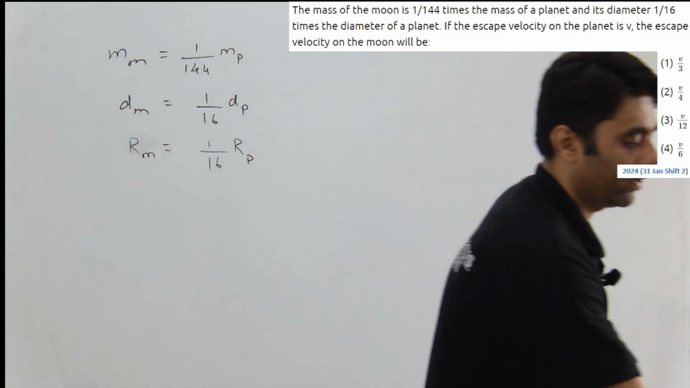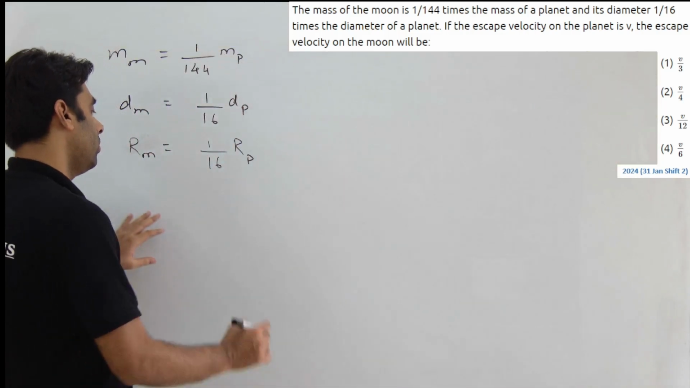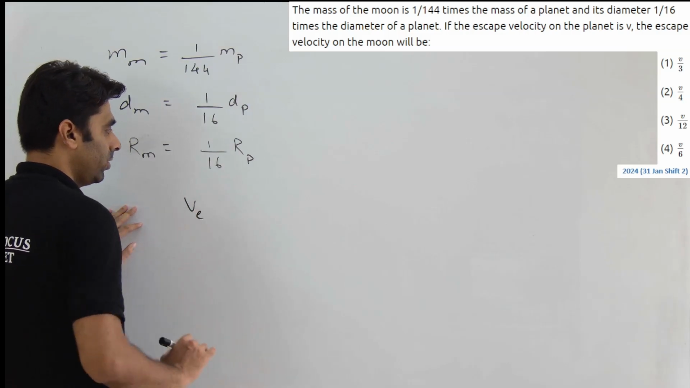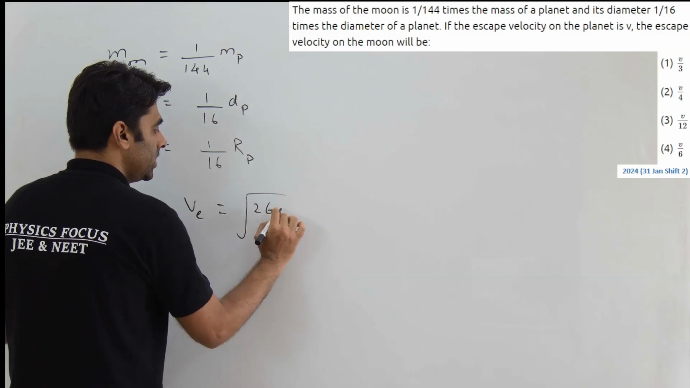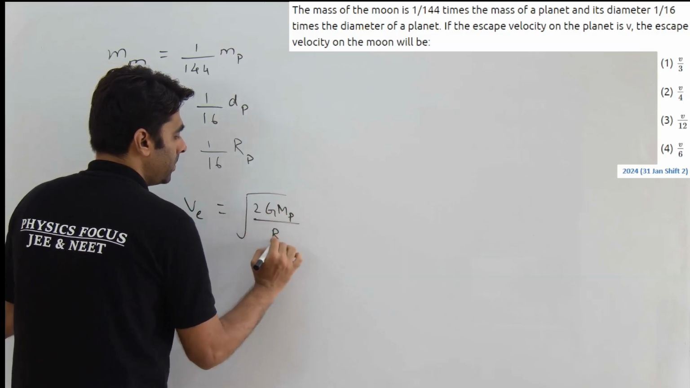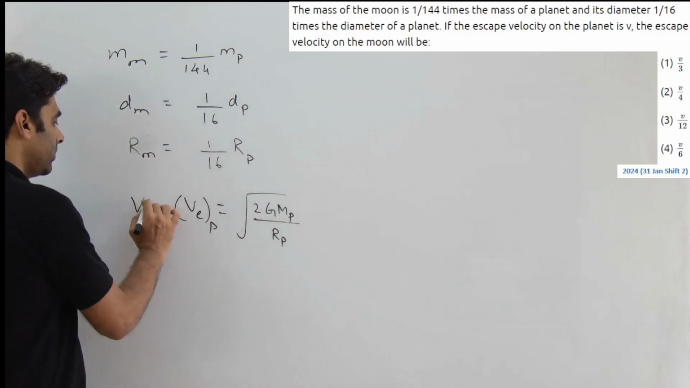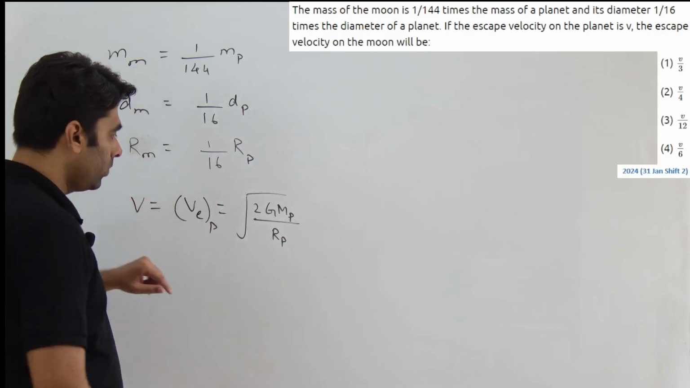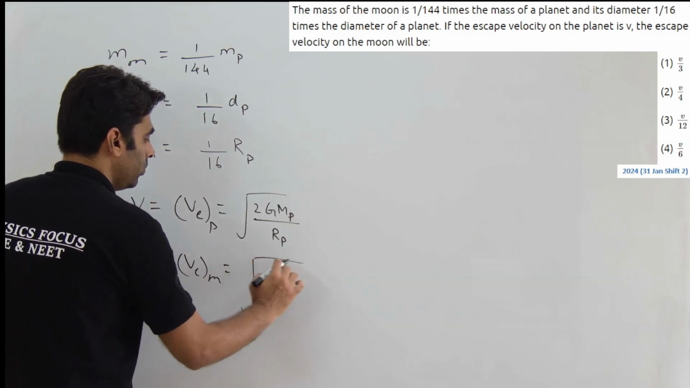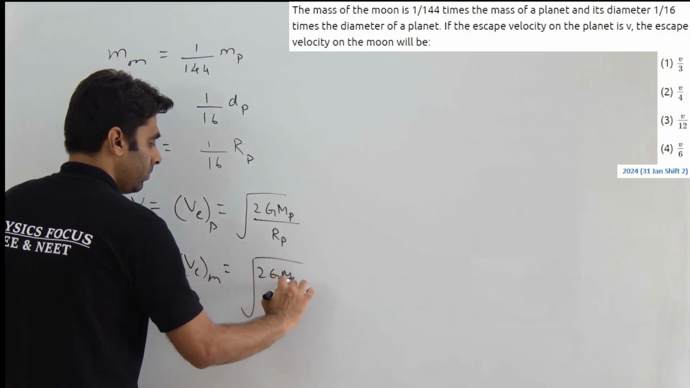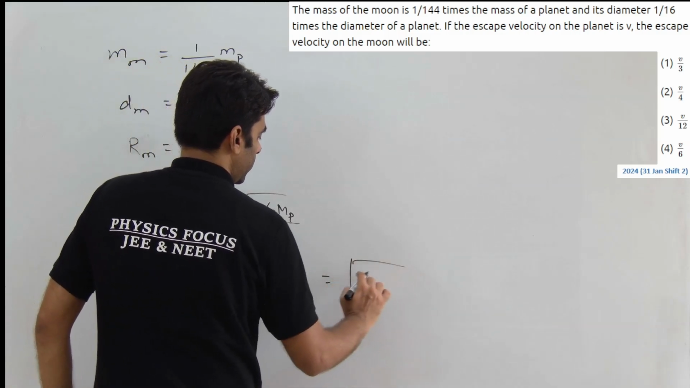Escape velocity question, it is kind of the same as what we did 2-3 questions ago. What is our escape velocity result? Escape velocity will be root over 2G Mp by Rp for the planet. This is given to us in the question as v. For the moon, the escape velocity will be root over 2G mass of moon by radius of moon. Let's substitute the terms given to us.